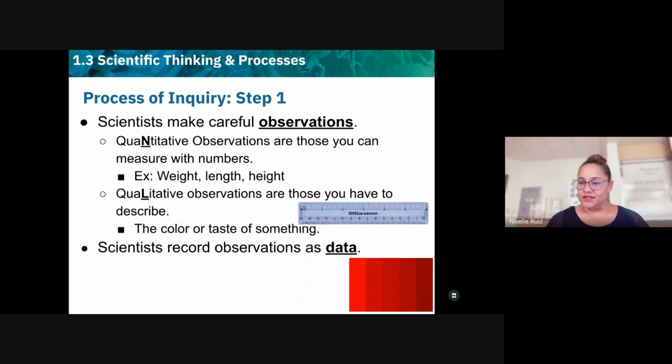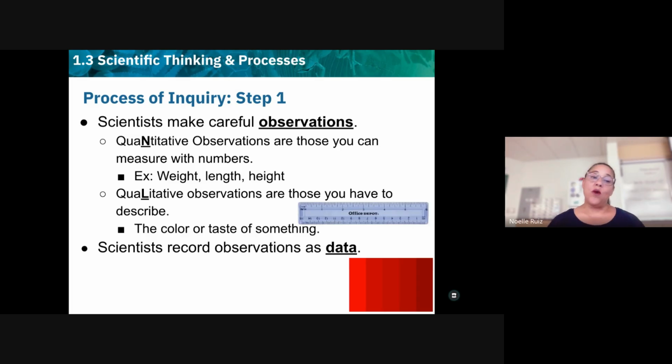So step one, again, scientific method is a process of inquiry. Inquiry just means questioning, a process of questioning things. Step one is observations. Scientists make careful observations. Observation is when you're collecting data with your senses. Most of the time, you're using your sight. Sometimes maybe you're doing a taste test. You're doing a hearing test. Smelling, touching. You can use any of your senses to gather and collect these observations, but typically sight is the one scientists use.